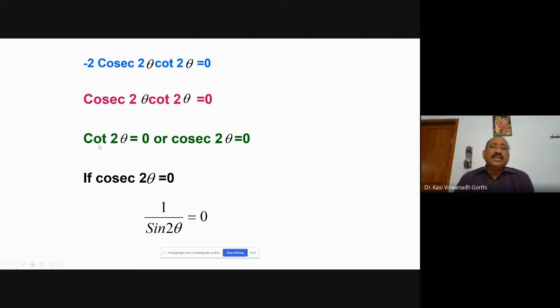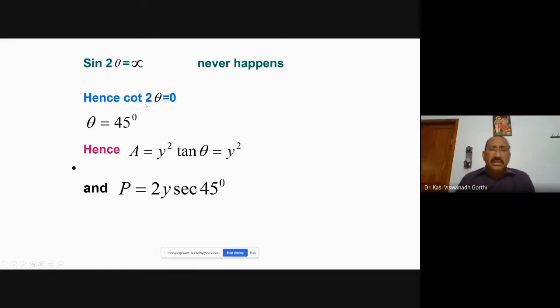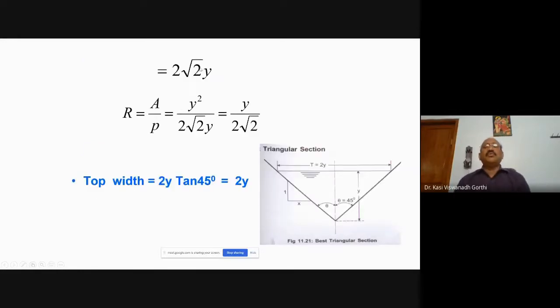Either cosecant 2 theta must be equal to 0 or cot 2 theta must be equal to 0. We can't keep cosecant 2 theta equal to 0, which never happens, because 1 by sin 2 theta becomes infinity. So only cot 2 theta must be equal to 0. If cot 2 theta equals 0, theta becomes 45 degrees. Hence, the wetted area will be equal to y square. Wetted perimeter will be 2y into secant 45 degrees, or 2 root 2 y. So hydraulic radius r will be equal to y by 2 root 2.